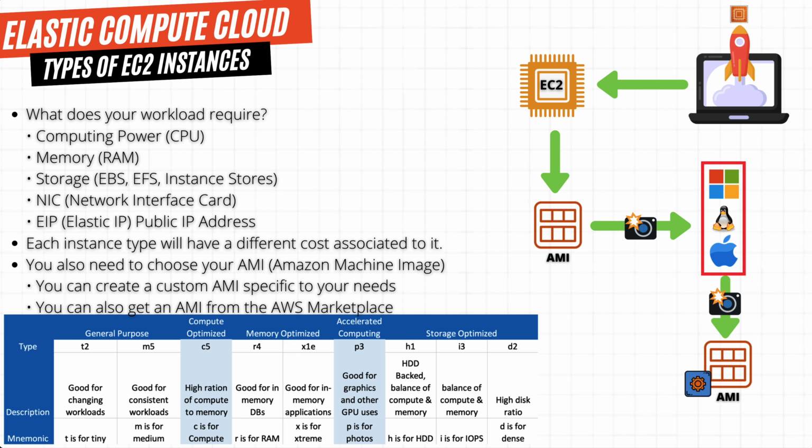So what do our applications require? Just like being on-premise, our workloads require CPUs, memory or RAM, and storage. In AWS, we have EBS, EFS, and instance storage for EC2 instances. We also need NICs, or network interface cards, and an EIP, or an elastic IP. In AWS, this is an internet-reachable public IP address.